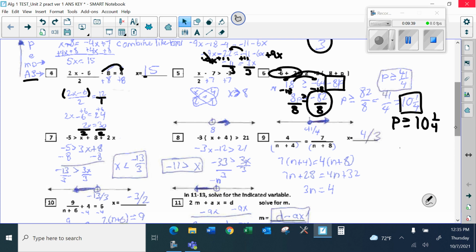And then I go ahead and graph it. Okay. Remember, greater than or equal to means solid. It includes it. Remember, the solid filled-in circle means includes it. And then greater than is to the right.